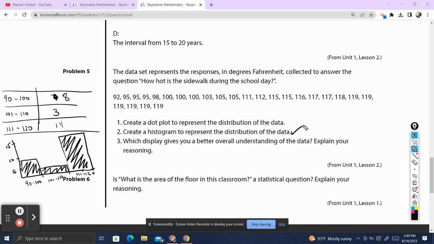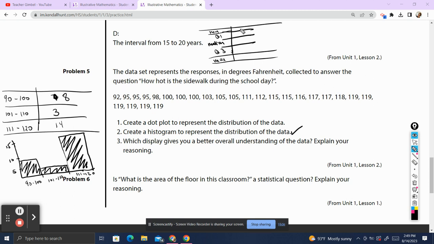Step number 1 to the dot plot. We're going to make our little table here. There are always 5 values that we need for the dot plot. We need the min. We need the max. We need one more table over here. So we need the min, we need the max, we need the median, which is the middle value. We're going to need Q1 and Q3.